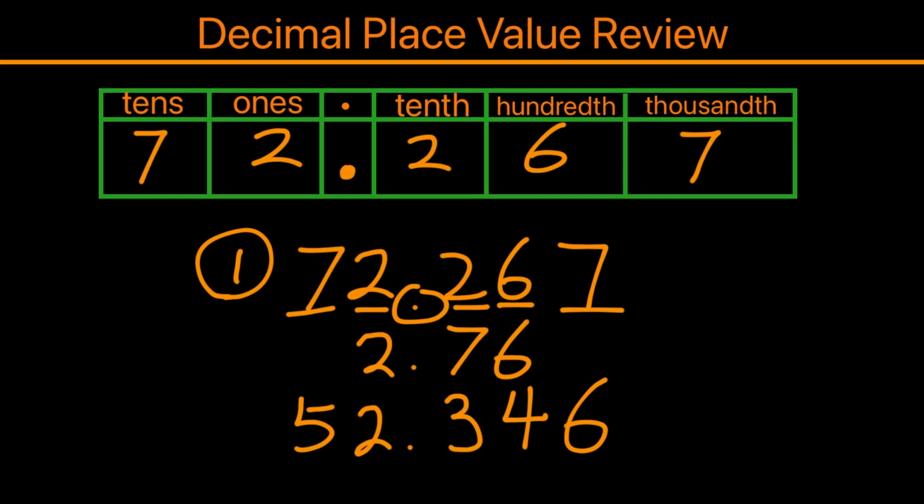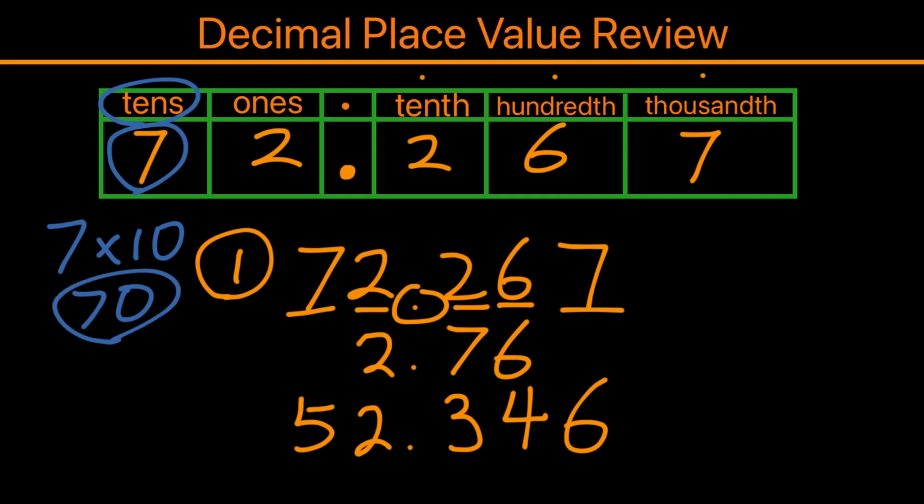Let's pay attention to the values after the decimal. So we have tenths, hundredths, and thousandths. The first number after the decimal is the tenths, the second number after that is the hundredths, and the third would be the thousandths. Now let's look at the value of each number. For the 7, this means that we have 7 tens. So 7 tens equals 70. That means the value of 7 equals 70.